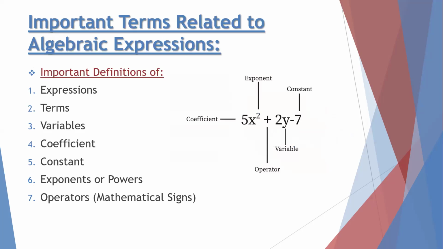So here come the important terms related to algebraic expressions. Through the diagram or the example shown here, you can see the different important things that together form an algebraic expression. We'll go through the definition of each term. First is expression, second is terms, third variables, fourth coefficient, fifth constant, sixth exponents or power, and seventh is the operator, which means mathematical signs.